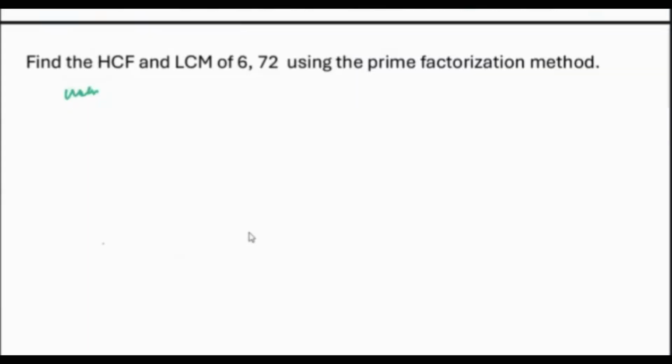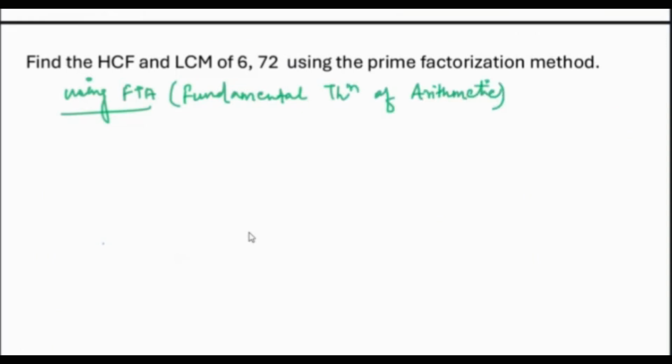Firstly, using FTA. FTA is the fundamental theorem of arithmetic. Should I write this? If I am writing FTA anywhere, just take it as a note that I am writing fundamental theorem of arithmetic. You should not write it as FTA in the exam. So I'll write it now in the complete form.